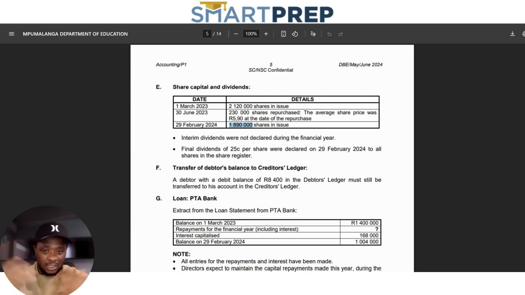Now, this makes it a little bit easier to calculate, because when you do a share repurchase, it means that whatever shares remain are at the average issue price until you have another share issue. In this case, there hasn't been another share issue. So that R5.90 average issue price would still be relevant for the shares that remain after you have repurchased the 230,000 shares. So it's going to be simple. We're just going to take the 1,890,000 and multiply by R5.90.